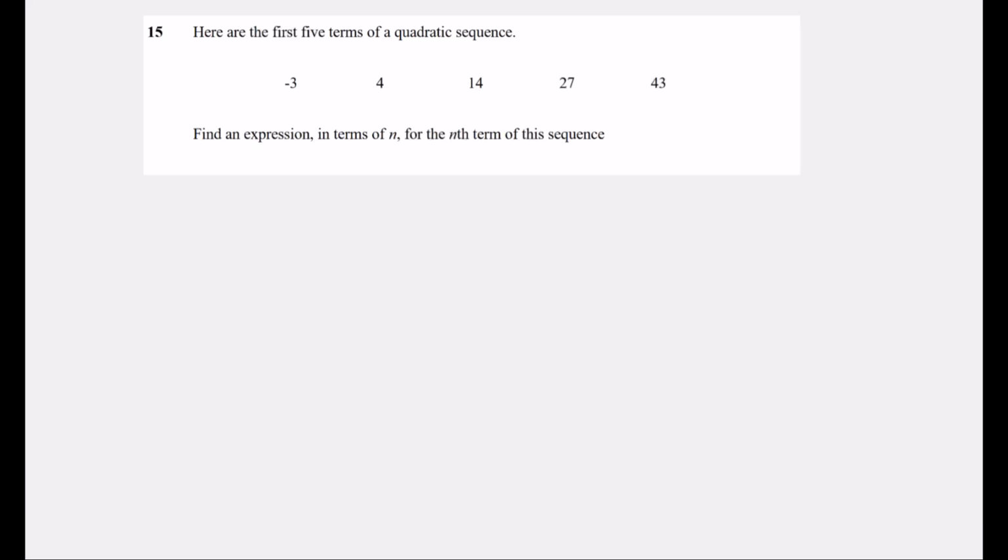Question 15. Here are the first 5 terms of a quadratic sequence. Find an expression in terms of n for the nth term of this sequence. So there are different methods for finding the nth term. If you use a different one to me, that's absolutely fine, as long as you can find the answer. So I found the first difference. The first difference is 7, 10, 13, 16. That's what it's going up in. And then the second difference is 3 each time.